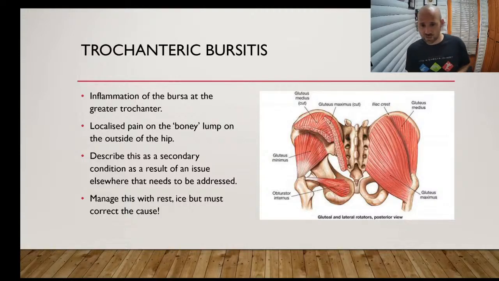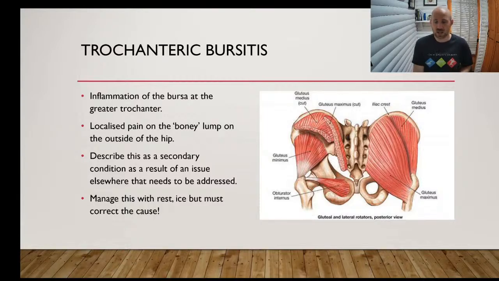So as you can see, you've got this greater trochanter out here and we've got these muscles running out to it and we'll have the bursa in here as well. So if these muscles become tight, they can cause a problem for the bursa. So yes, we need to treat the bursitis, but we need to be understanding the cause. And in the case of trochanteric bursitis, my go-to point usually would be the glutes.